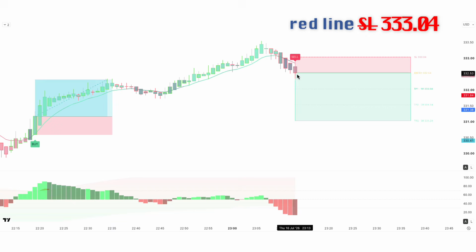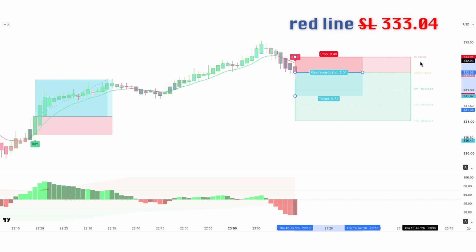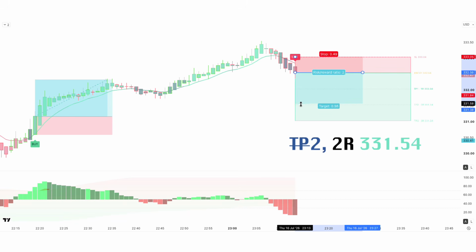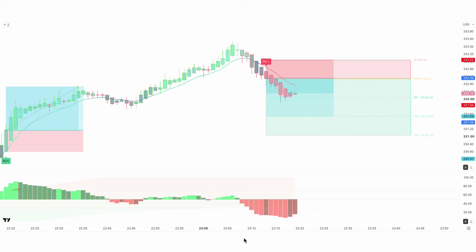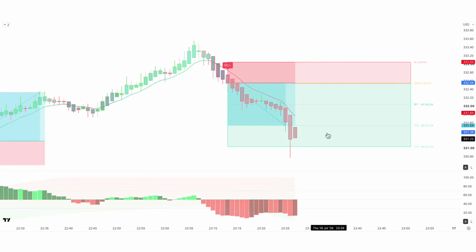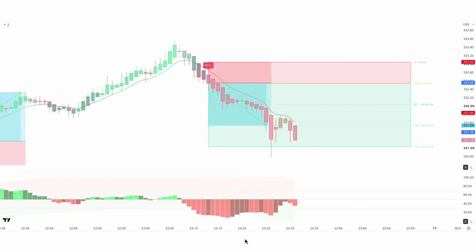at 332.54. Our stop loss is to be placed at the red line SL, 333.04, and the risk to reward ratio will be TP2, 2R, 331.54. Let's see what happens to our trade. We have won the trade. Let's find the next trade.